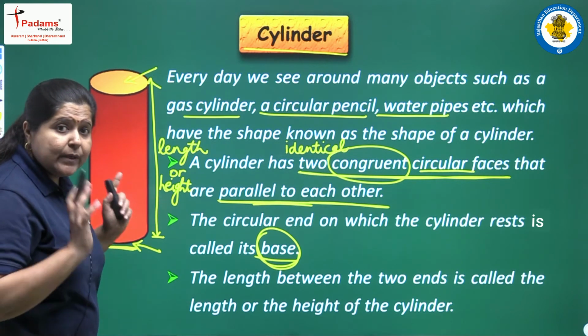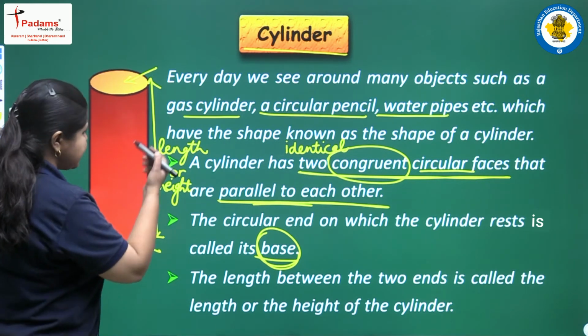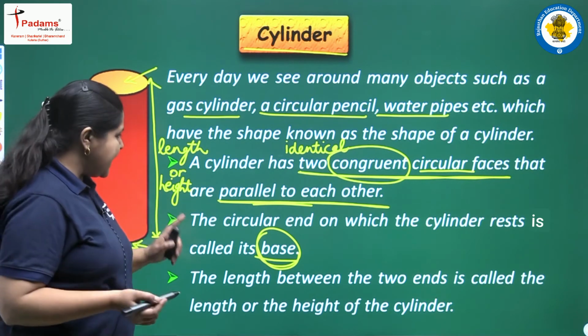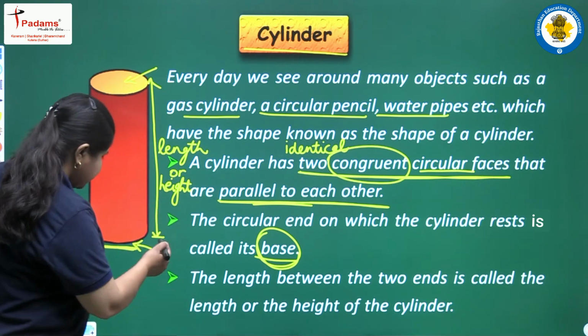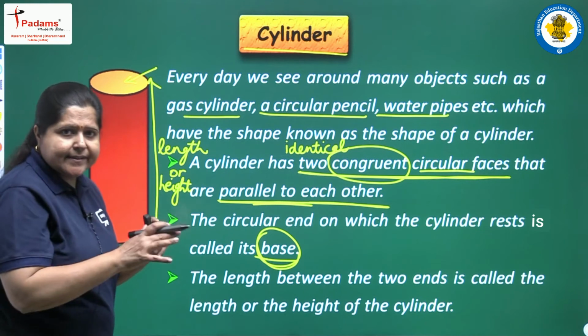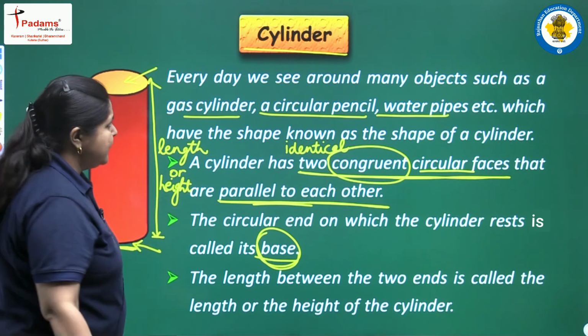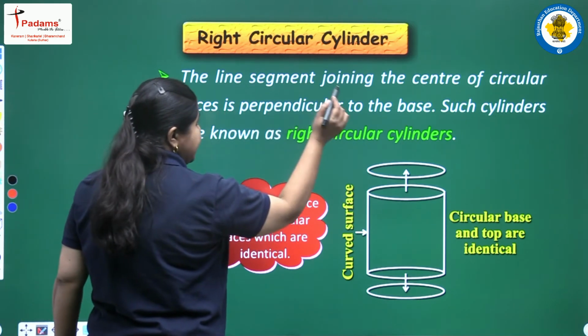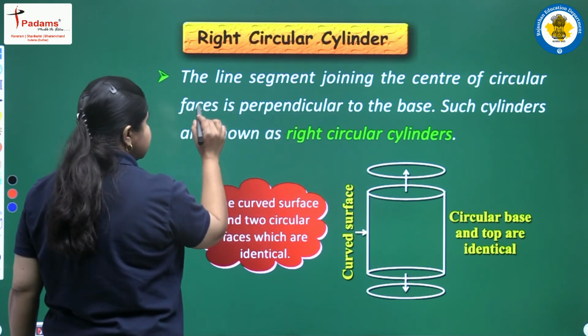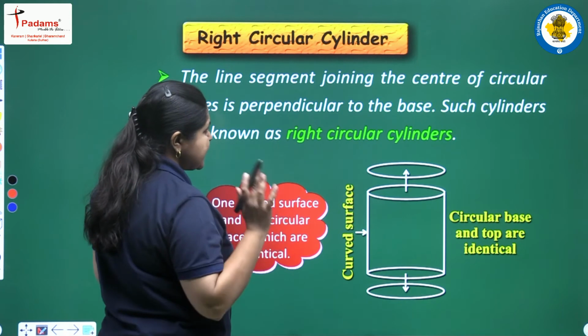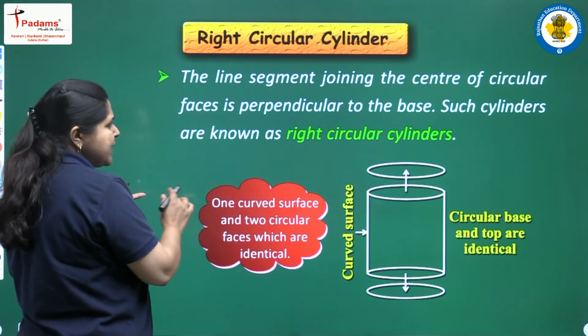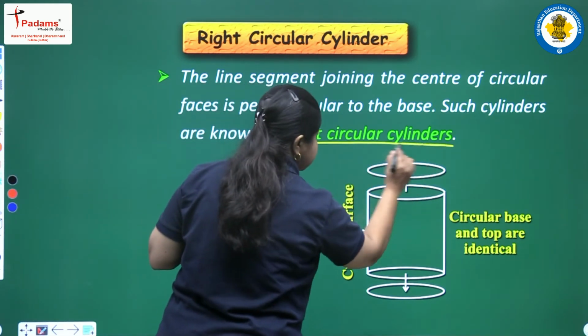Their radii are equal. Then the length between these two faces is called the height of the cylinder, and we have this face at which this cylinder rests. It is known as the base of the cylinder. ये clear है? Next, if the line segment joining the centers of the circular faces is perpendicular to the base, such cylinders are known as right circular cylinders.